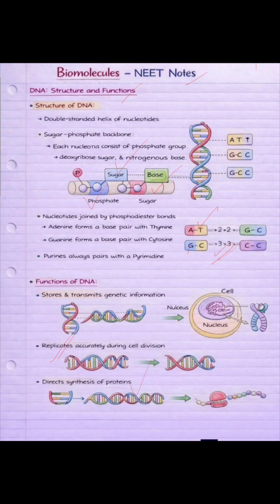Next is protein synthesis. DNA directs the synthesis of proteins. The genetic information stored in DNA is first copied into RNA, that is messenger RNA, and this messenger RNA helps in the production of proteins. The process is known as the central dogma of molecular biology.